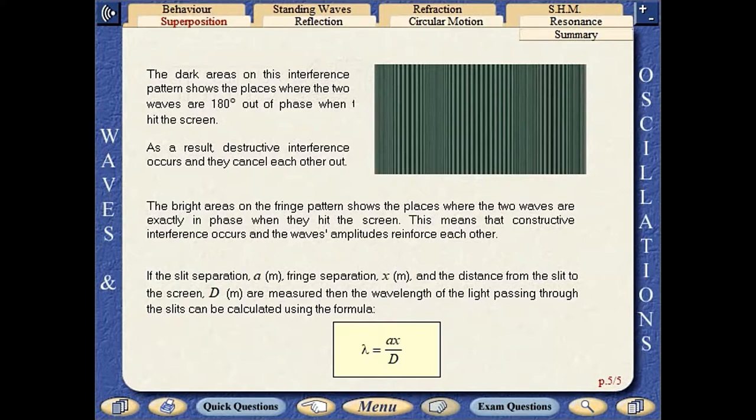If the slit separation, fringe separation, and the distance from the slit to the screen are measured, then the wavelength of the light passing through the slits can be calculated using this formula.